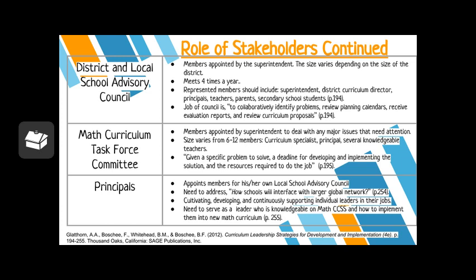Then we have the principals, who appoint members for his or her own local school advisory council, need to address how schools will interface with the larger global network, are in charge of cultivating, developing, and continuously supporting individual leaders in their jobs, and need to serve as a leader who is knowledgeable on Math Common Core and how to implement them into the new math curriculum.